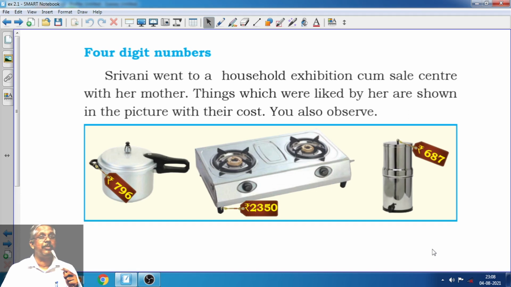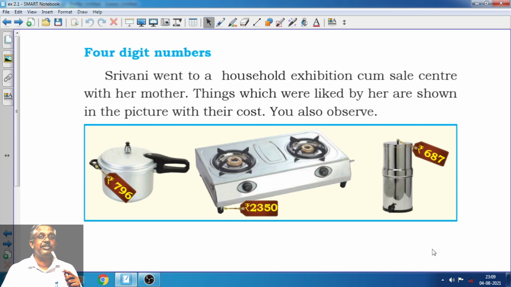But with a drama, Srivani went to a household exhibition cum sales center with her mother. Things which were liked by her are shown in this picture with their cost. And what else do you think you are observing?